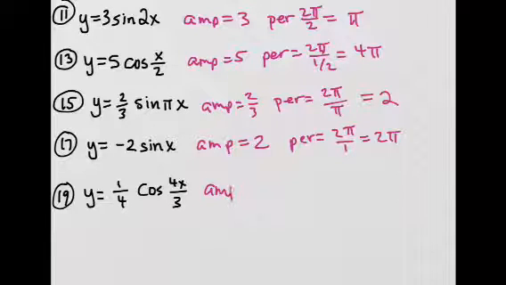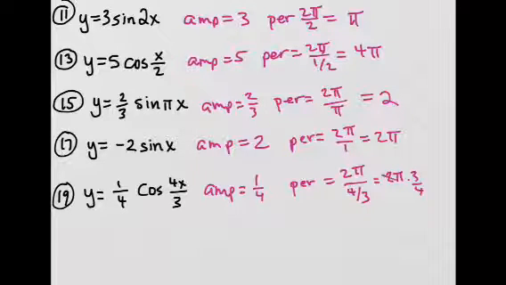The last one here is amplitude is 1/4, and the period is 2 pi divided by 4/3. When you simplify that, this is the same thing as 2 pi times 3/4. So I can reduce here, I get a 2 there, so it's 3 pi over 2.